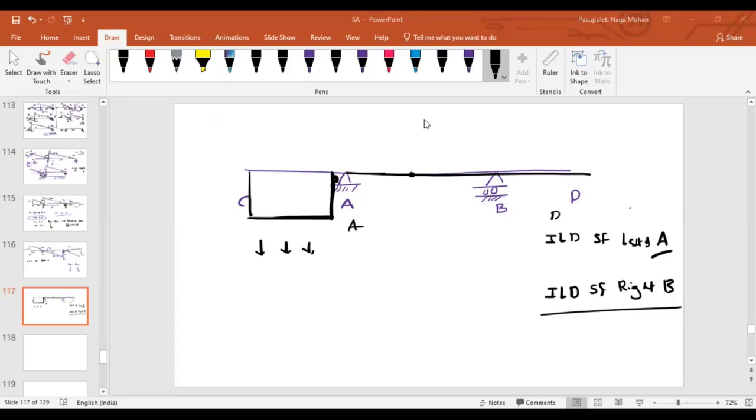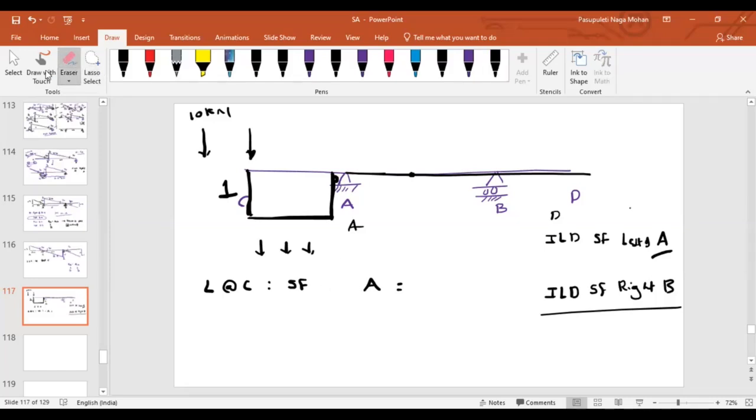What I'm saying is that imagine your load is moving here, let us say a 10 kilonewton load is moving. What about the ordinate here? Can you tell me? 1. Now tell me, if the load is at C, what is the shear force to the right of A? So this is shear force at right of A, 0, sir. Sorry, right of A is 0.